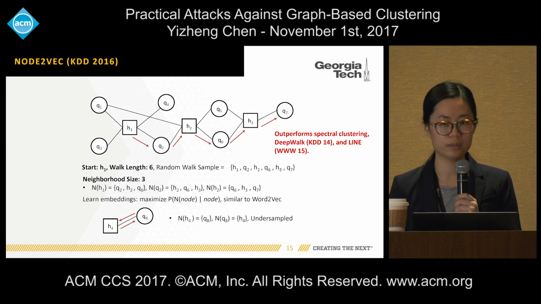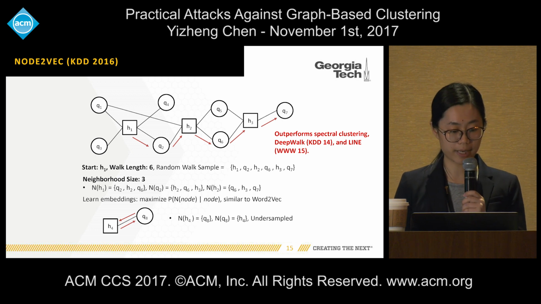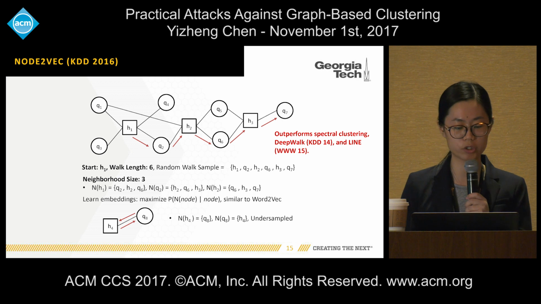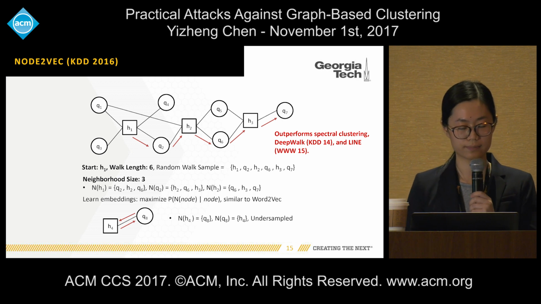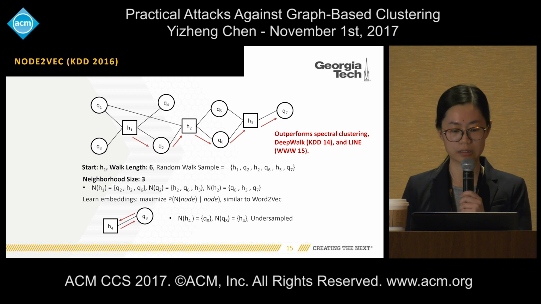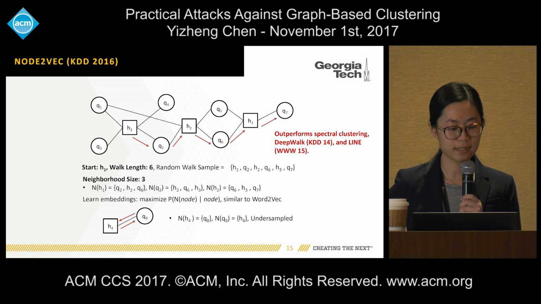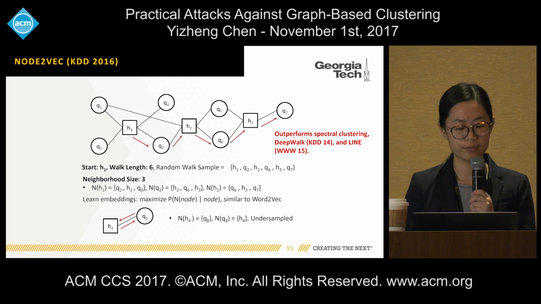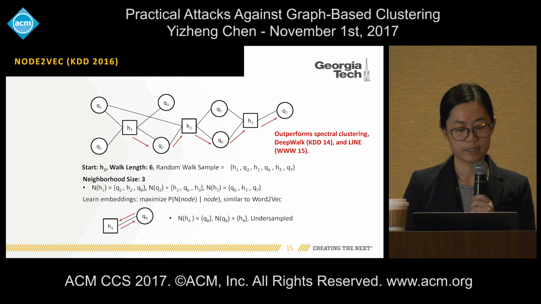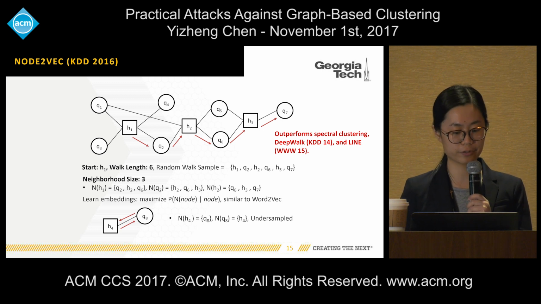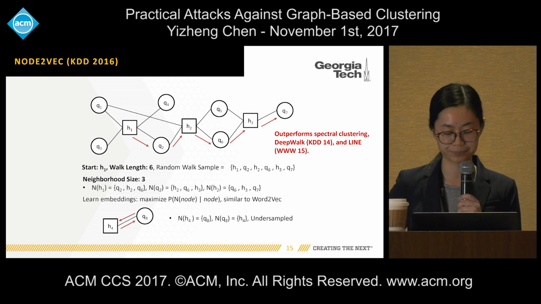After doing a lot of random walks with different hyperparameter settings, Node2Vec learns embeddings to maximize this conditional probability of seeing nodes' neighborhoods given the nodes. The way it learns embeddings is similar to what Word2Vec does. Based on the original paper, the evaluation shows that Node2Vec outperforms spectral clustering. It also outperforms other graph embedding techniques that utilize random walks, such as DeepWalk and LINE.